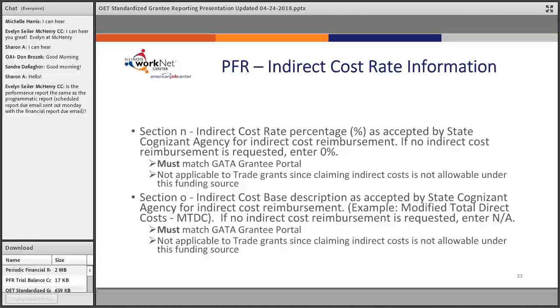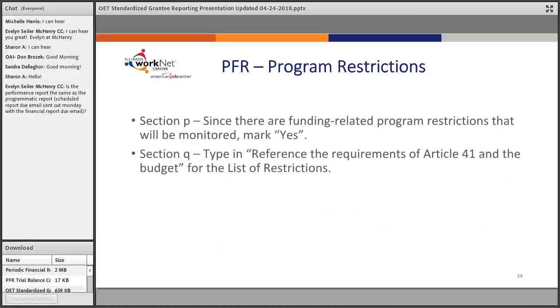Section O, indirect cost rate description is accepted by state cognizant agency for indirect cost reimbursement. Example, modified total direct cost, MTDC. If no indirect cost reimbursement is requested, enter not applicable. This must match the GATA grantee portal. Again, it's not applicable to trade grants.